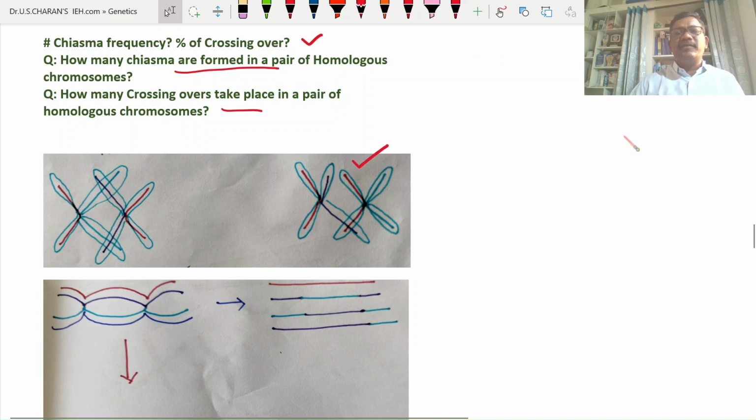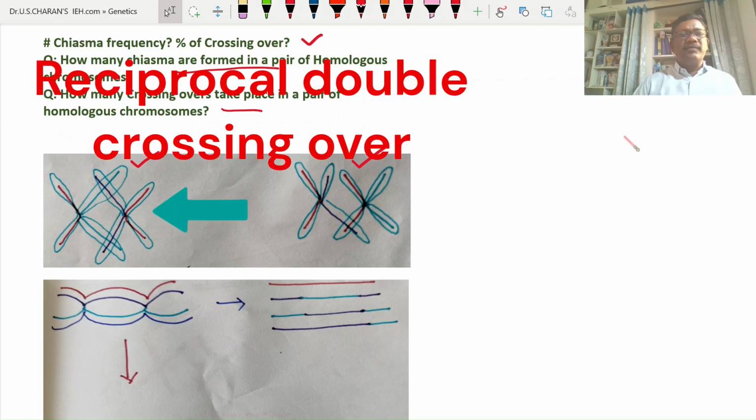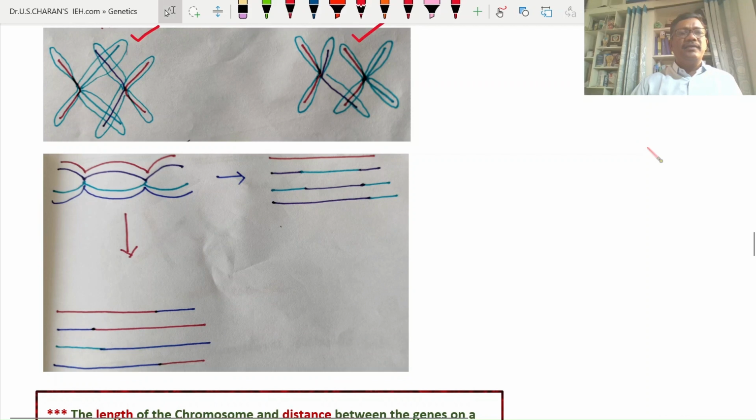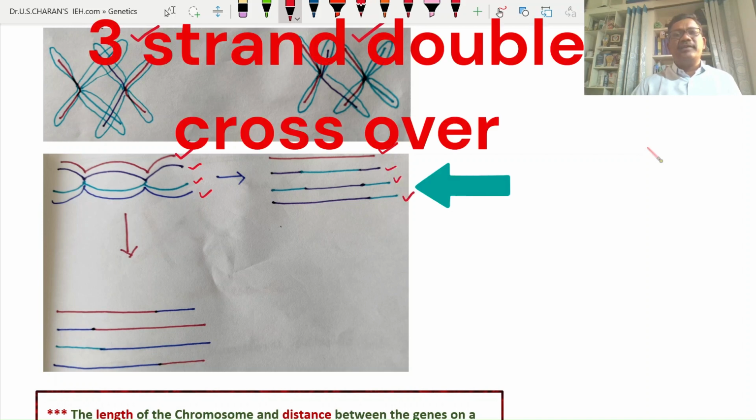This is single chiasma formation or single crossing over. This is double crossing over. In this double crossing over, these two non-sister chromatids are crossing here. Those same non-sister chromatids are crossing here. This is double crossing over. But another type of double crossing over is this. These are 4 chromatids. In these 4 chromatids, this first chromatid, which is showing red color, is not involved in the crossing over, but the remaining three are involved in the crossing over. They produced recombinants. This is 3-strand double crossing over.